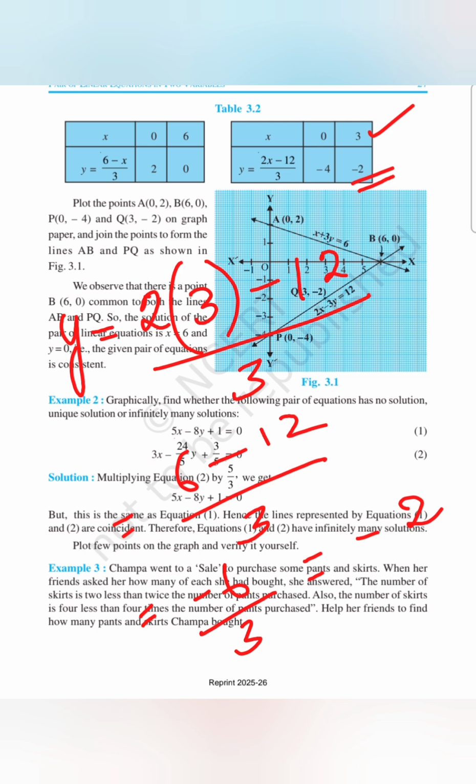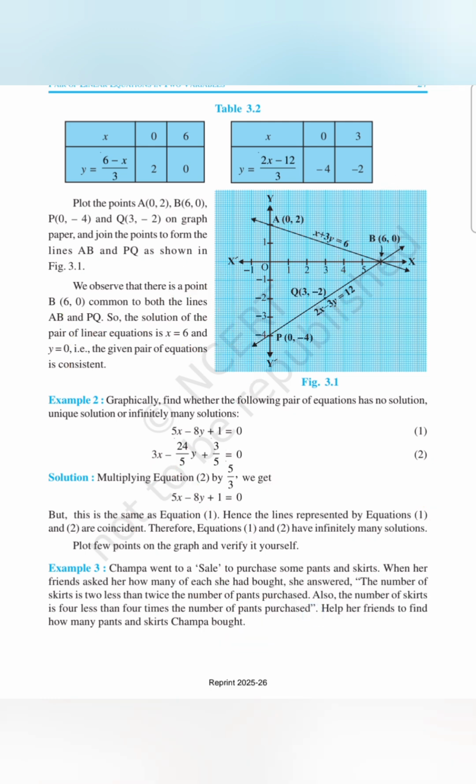Fill this table. Here they have taken a minimum of 2 values. You can take up to 4 values too. So you can extend this table too. You can take 4 values for x and find the values for y. Now you have to plot the graph for this.